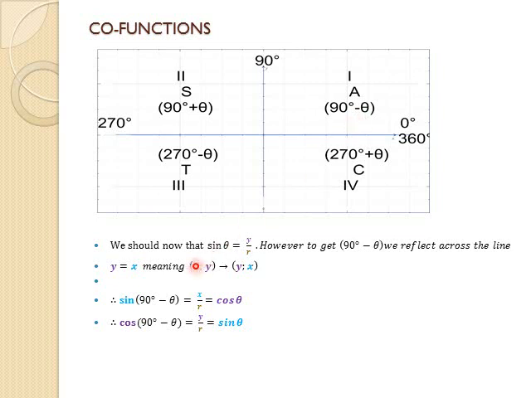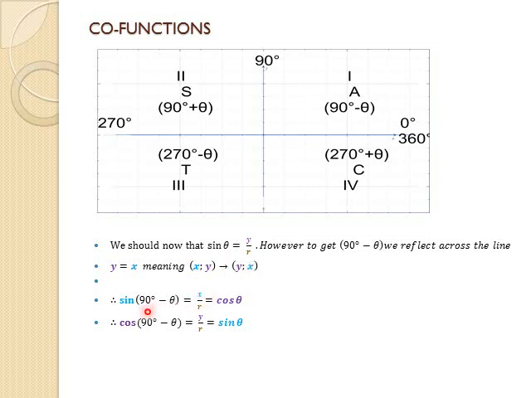So we should know by now, from the work we've done previously, sine theta equals y over r. However, to get 90 minus theta in the first quadrant, we reflect across the line y equals x. If we draw a line through the origin, through points (1,1), (2,2), and we take a point from this side and reflect it over to the other side, then my x and y coordinates become y and x. So in short, if this read (1,2), it will become (2,1). Hope it makes sense.